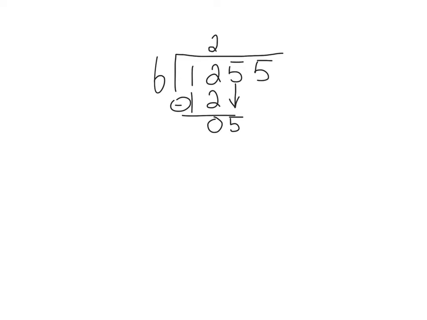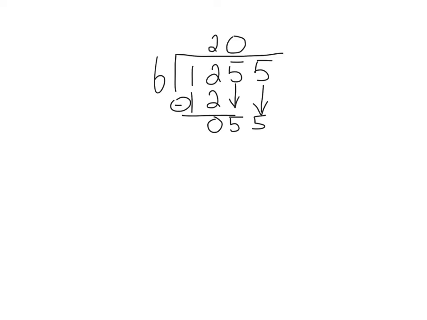How many times does 6 go into 5? Well, that doesn't go at all, so we have to put a placeholder. We get 0, and then we have to bring down the 5. And then how many times does 6 go into 55? 10 would be too high, so it would have to be 9, which is 54.